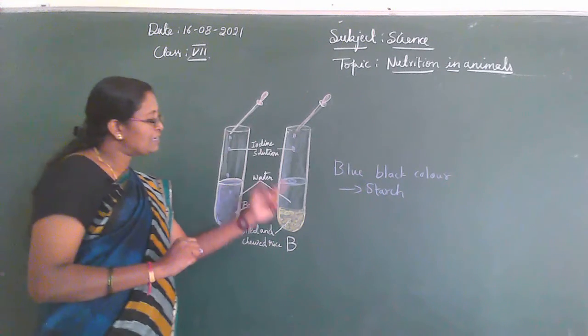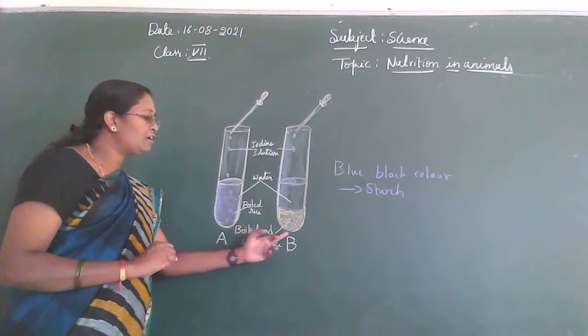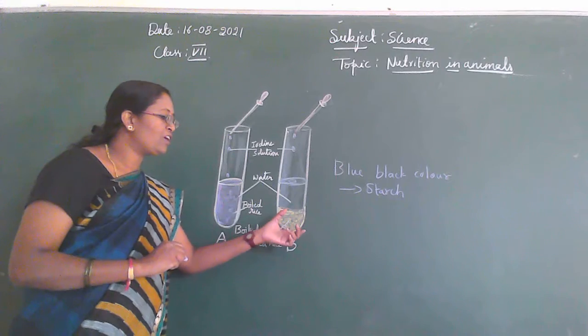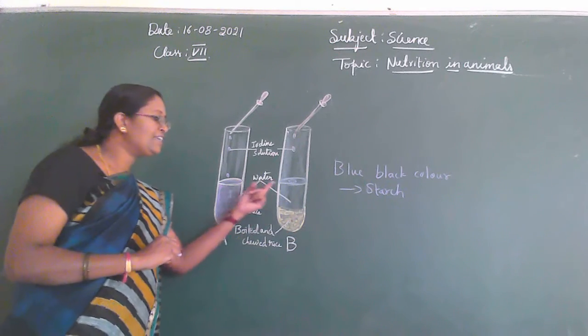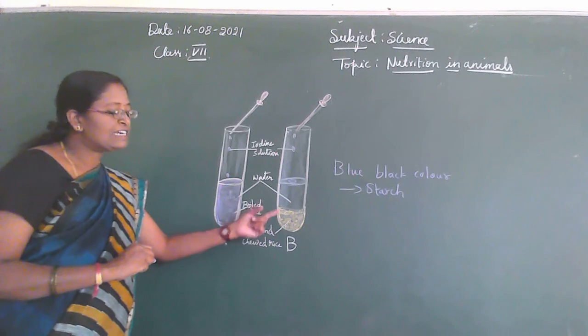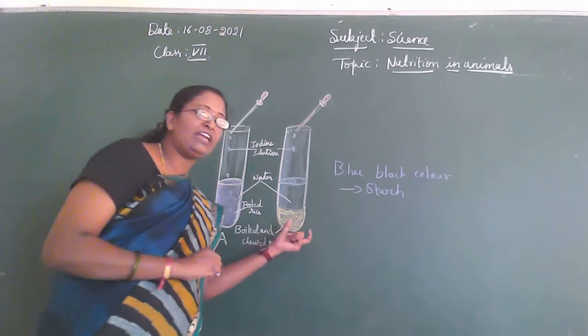Now see the next test tube, test tube B. Here the color of the boiled rice does not change. We cannot notice any changed color in the second test tube, test tube B. So what does it indicate?